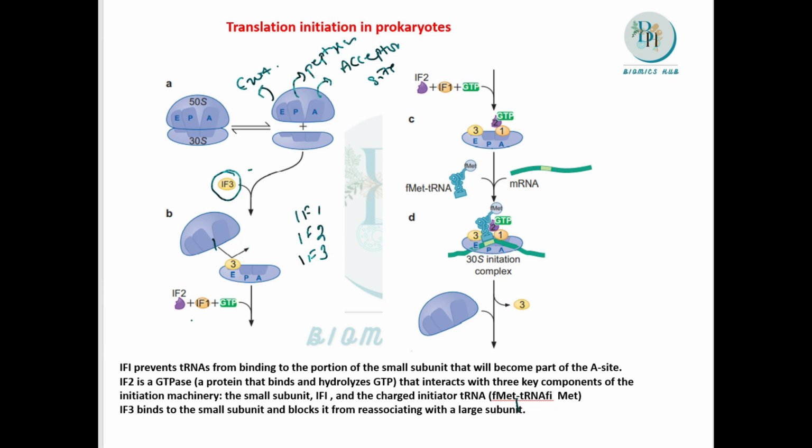The next work is that of IF1 and IF2. IF1 will come and bind in the A site because it will not allow the first tRNA to come and bind in the A site. So now only the P site is left. So now the first tRNA will come and bind in the P site, and this will be bound by IF2.